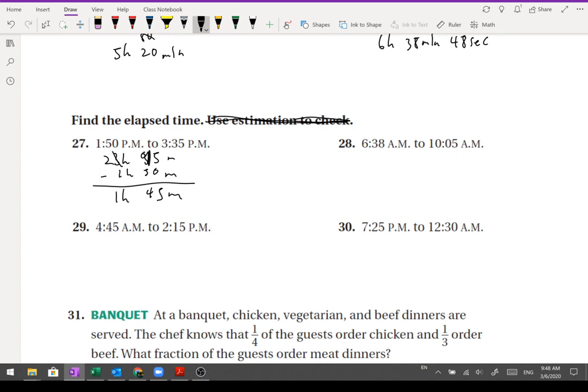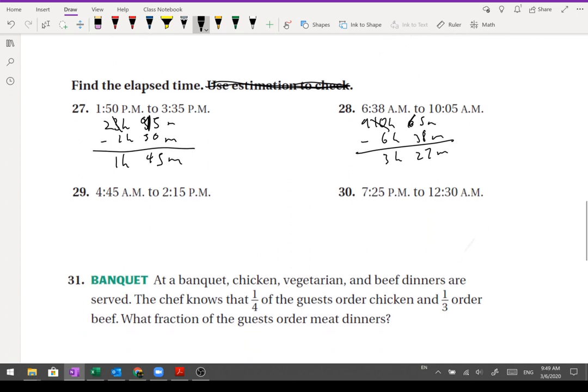Then for the second one, we have 10 hours and 5 minutes subtract 6 hours and 38 minutes. Again, we don't have enough, so we're going to borrow 1 from the hour, and then this becomes 65 now. 65 minus 38 will be 27 minutes. And then we have 9 minus 6, which is 3 hours and 27 minutes.